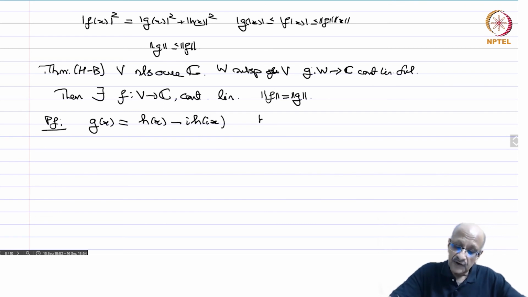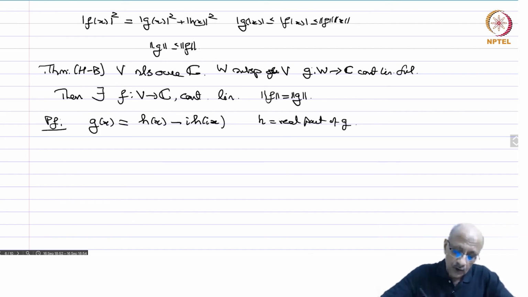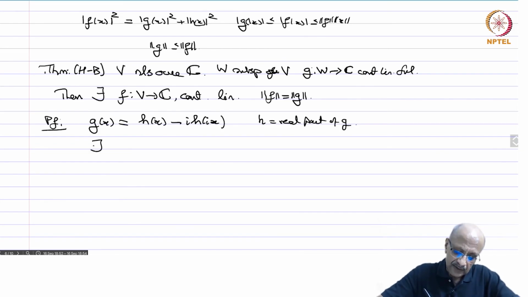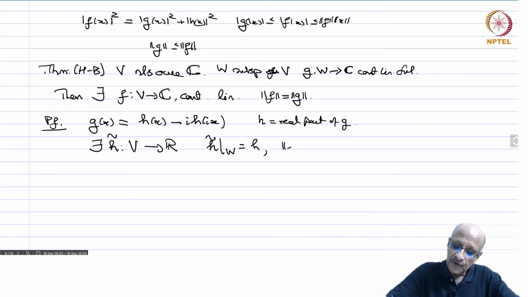where h is the real part of g. Then you know that norm of g is the same as norm of h, where h is considered as a real linear functional over the real vector space V considered only with the field R. Okay, so then by the real Hahn-Banach theorem, which we have just proved, there exists h tilde from V to R such that h tilde restricted to W equals h, and norm of h tilde equals norm of h. These are all considering V as a real vector space.